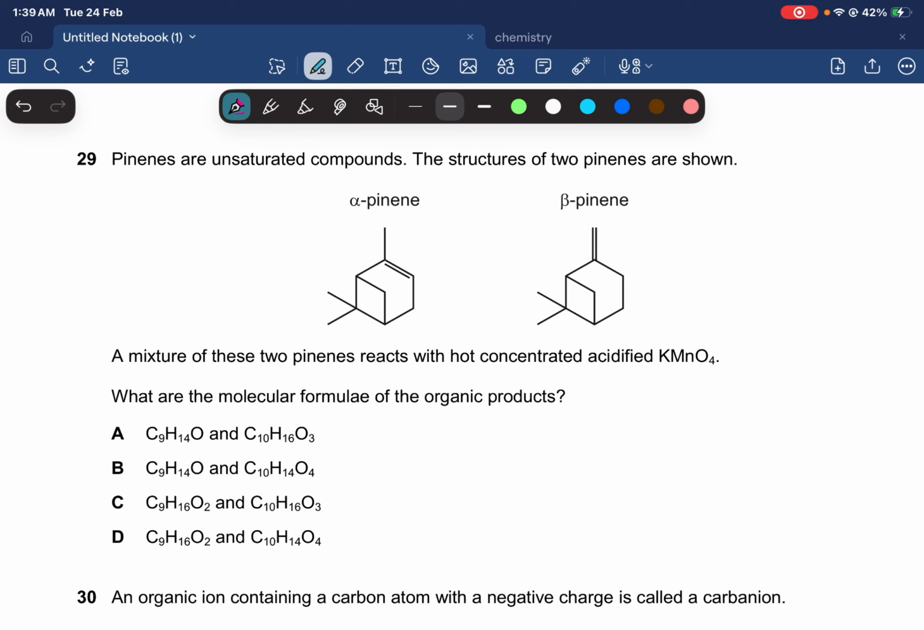Pinenes are unsaturated compounds. The structures of 2 pinenes are shown. A mixture of these 2 pinenes react with hot concentrated acidified KMnO4. What are the molecular formulae of the organic products?